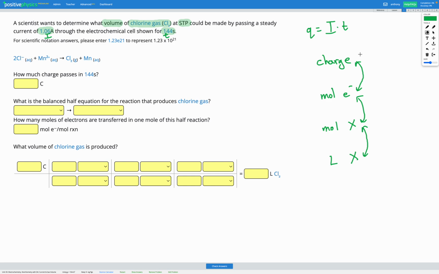We're then going to be converting from charge into moles of electrons. Then we're going to convert from moles of electrons into moles of chlorine produced. And finally, we'll convert from moles of chlorine produced to liters of chlorine produced.